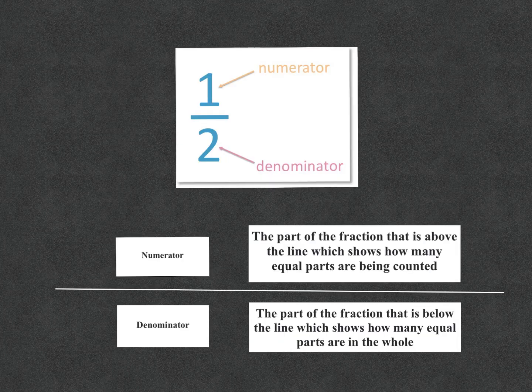Next, we're going to be breaking down the parts of our fraction. We know that we have a number on the top of the fraction, and we have a number on the bottom of the fraction. So the top number here is our numerator. The numerator is the part of the fraction that is above the line, which shows how many equal parts are being counted, while the denominator is the part of the fraction that is below the line, and that shows how many equal parts are in the whole.